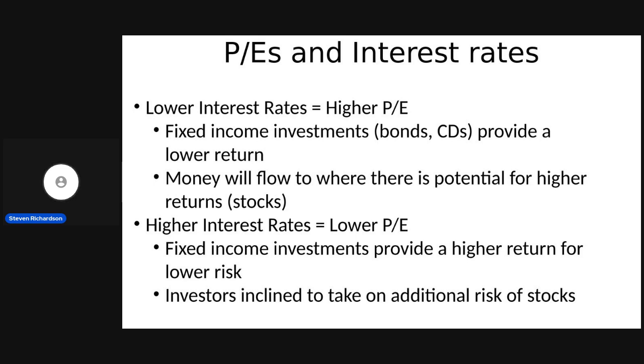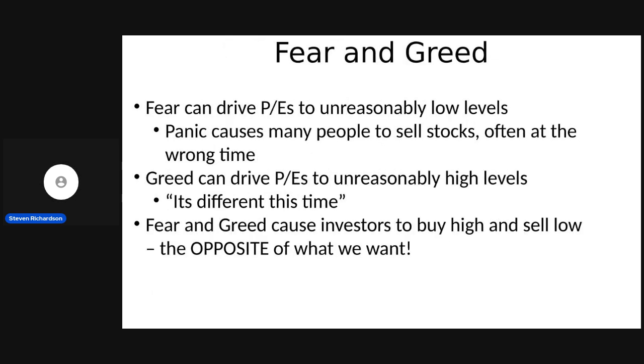Fixed income investments provide a higher return for lower risk. The bonds, fixed income. If the Fed rate is 12%, then the borrowing interest rate will be around 14, 14 and a half, maybe 15%. So that would be good to put in CDs. Investors are less inclined to take the additional risk of stocks.